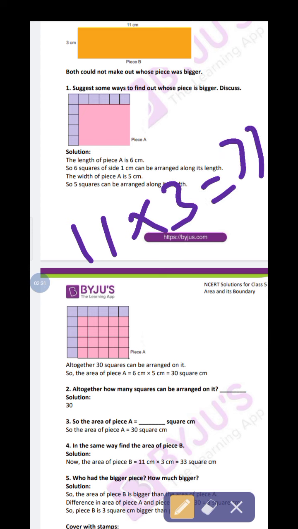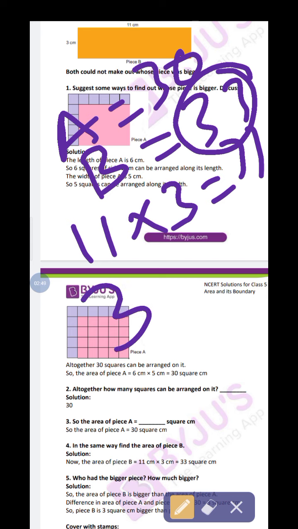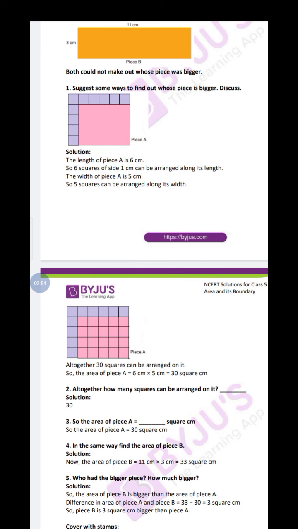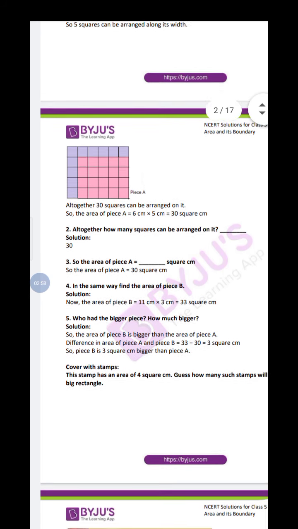So piece A is 30, piece B is 33. Which piece will be bigger? Area of piece A is 30, area of piece B is 33. 33 will be bigger. So compared to piece A, it is 3 centimeter square more. Okay children.